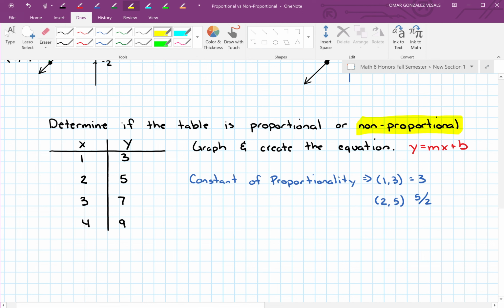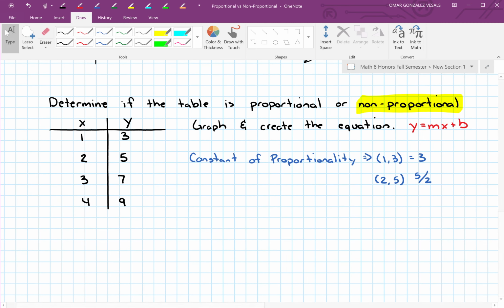So since there's no constant of proportionality, do we still have a slope though? Yeah. So how do I find my slope? How do I find the slope based off of a table though? You have to graph all the points on the table. Well, we can do that even before. How do I find the slope without graphing it? What does the slope mean, guys?